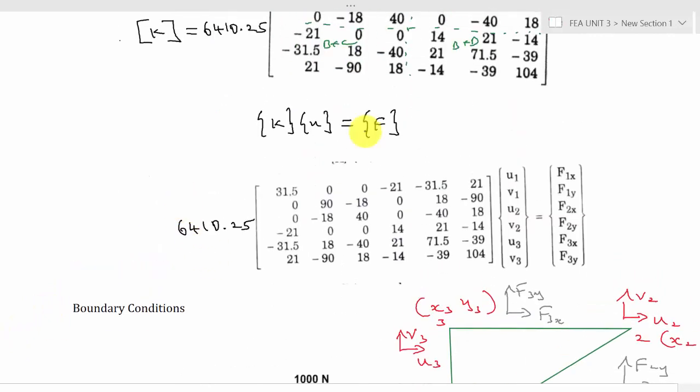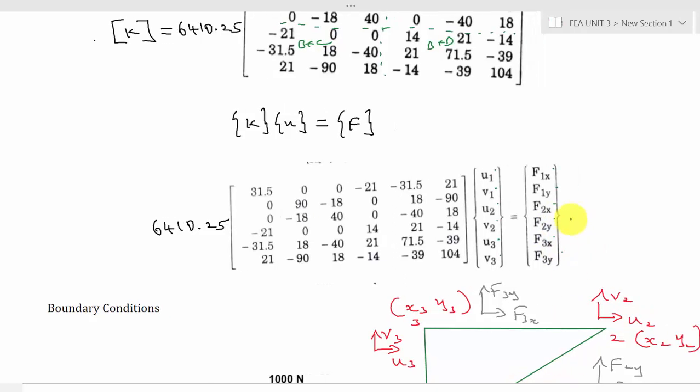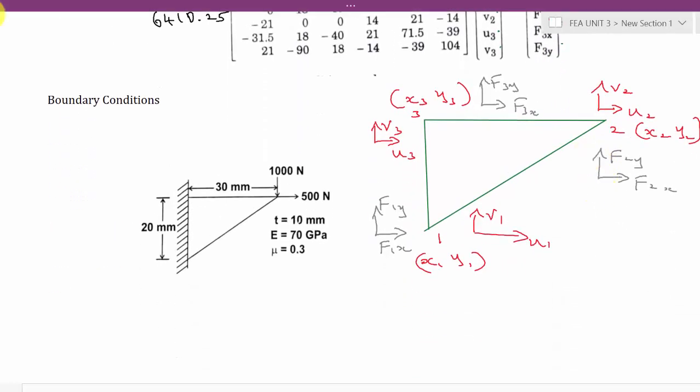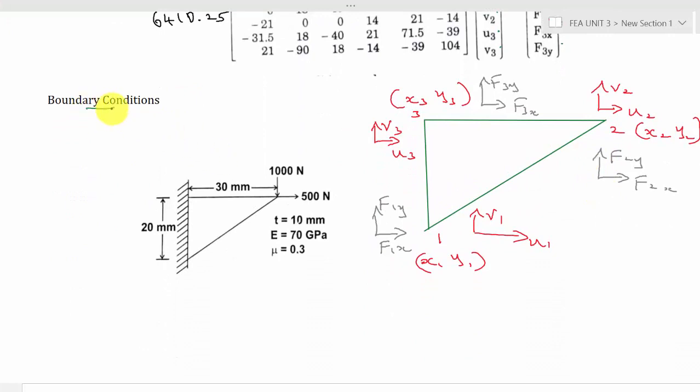I can substitute in the general FEA equation, that is K into U is equal to F. So this is my K matrix, and U, we know that since we have 3 degrees of freedom, the displacements are U1, V1, U2, V2 and U3, V3. Similarly, the force vector is F1x, F1y, F2x, F2y, F3x and F3y. Okay, fine. So now the next step is applying the boundary condition.